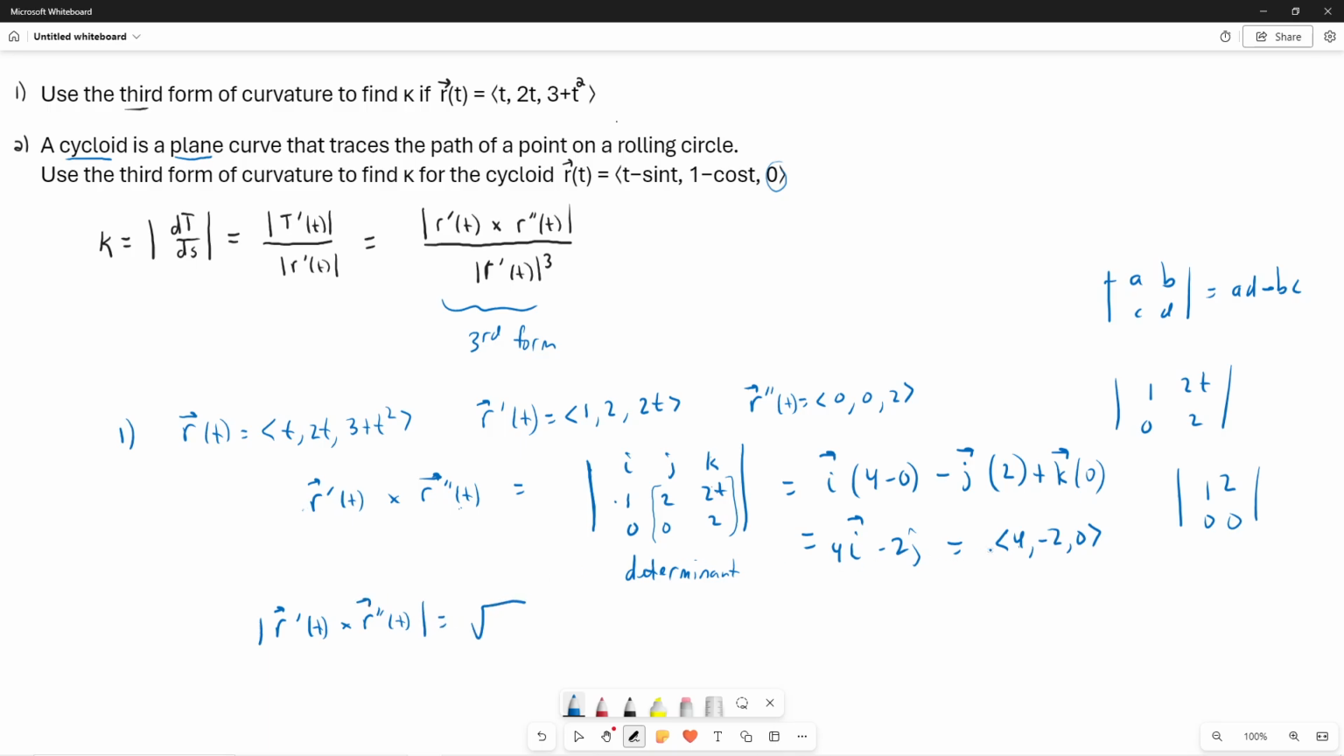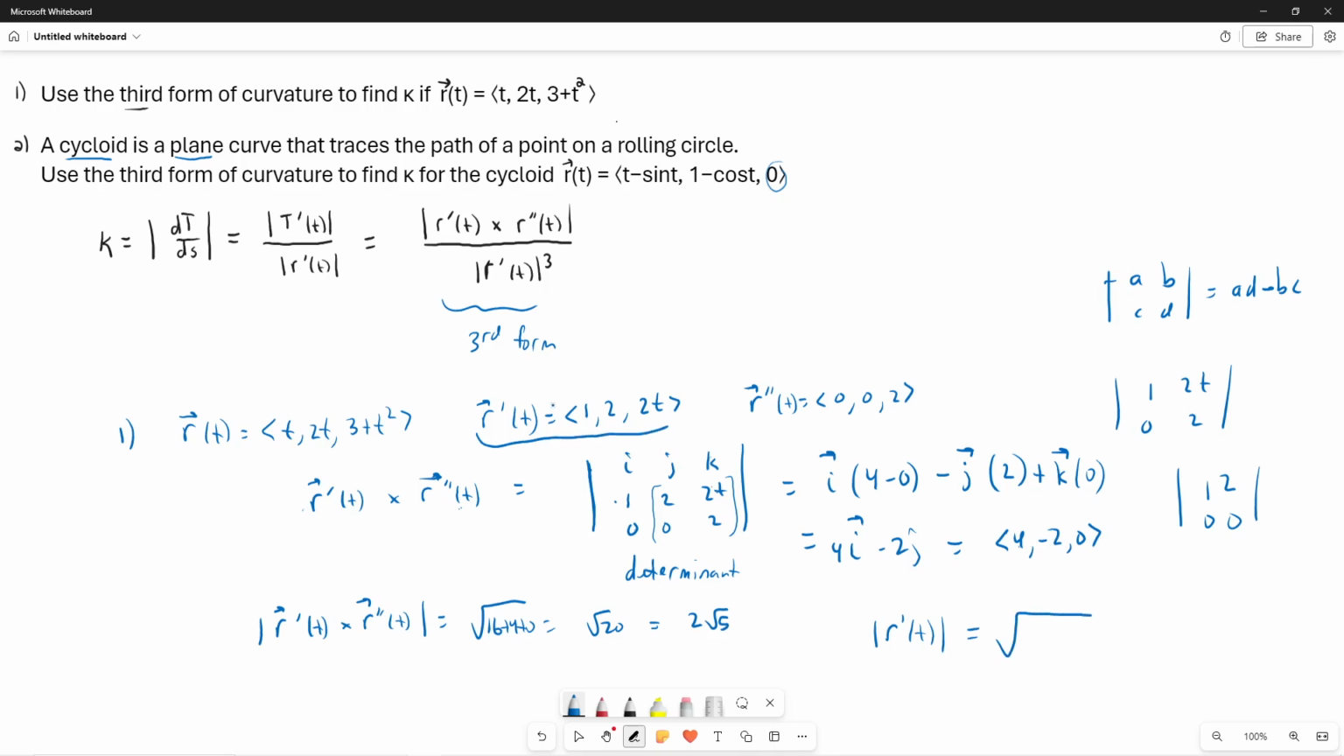So that's the square root of 16 plus 4 plus 0. That's the square root of 20, which is, there's a 4 in there, so that's 2 times the square root of 5. And then the magnitude of the denominator, we need the magnitude of r prime, and we have to cube that. The magnitude of r prime is here.